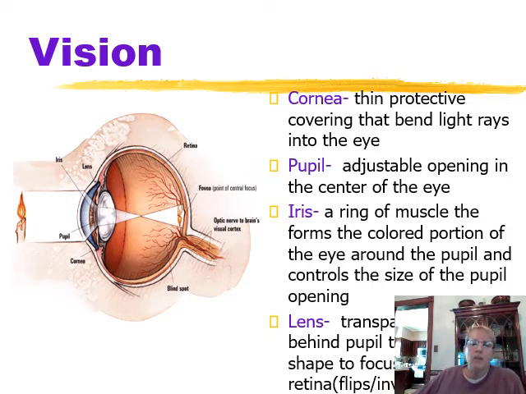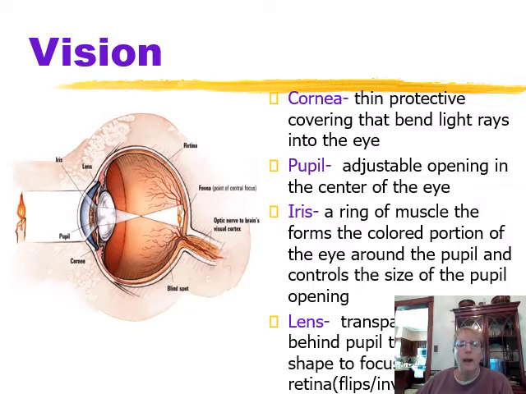Once it passes through the cornea, the next thing that it will pass through is the pupil. The pupil is the small adjustable opening of the eye. Think of it like a camera shutter. It will adjust to let more or less light in. What controls the opening of the eye, or the pupil, is the iris, the tiny colored portion of the eye that will control the size of the pupil, the opening and closing. Think of it almost like a camera.